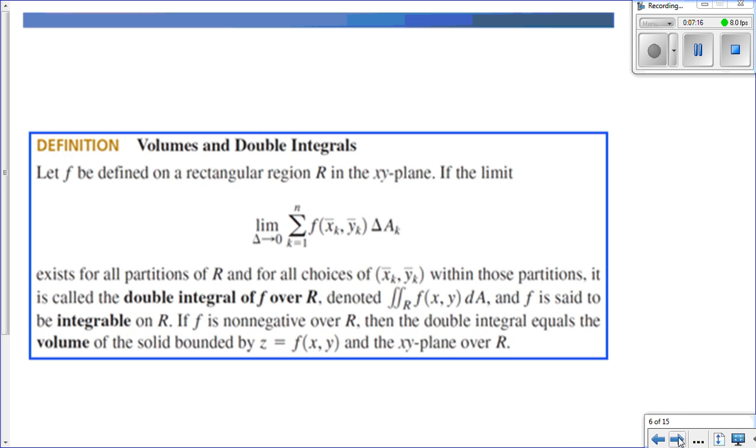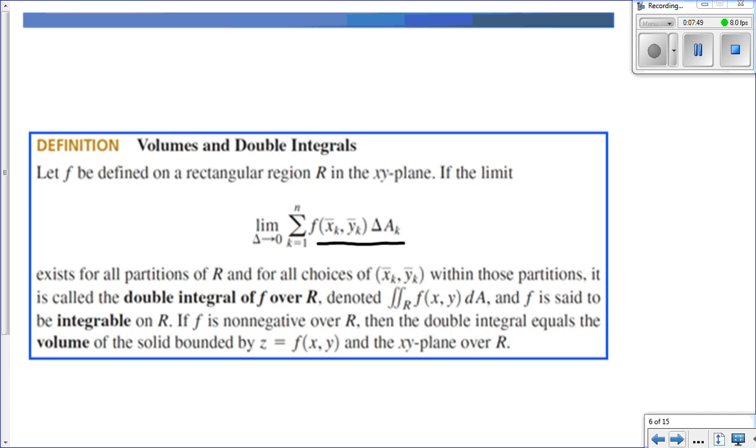So this limit, now sometimes instead of saying that n goes to infinity, you might say that delta goes to 0, and that's referring to the diagonal of the biggest one of those rectangular regions. So essentially what that's saying is that you're letting those rectangular regions get smaller and smaller. So add up all the volumes. This is the volume of one of those little rectangular prisms. Sum them all up. Let the size of them go to 0, which means you're getting more and more of them.